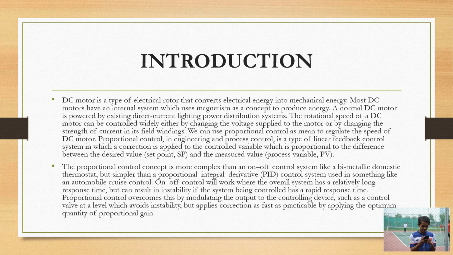Proportional control, in engineering and process control, is a type of linear feedback control system in which a correction is applied to the control variable, which is proportional to the difference between the desired value and the measured value. The proportional control concept is more complex than an on-off control system like a bimetallic domestic thermostat, but simpler than a proportional integral derivative control system used in something like automobile cruise control.